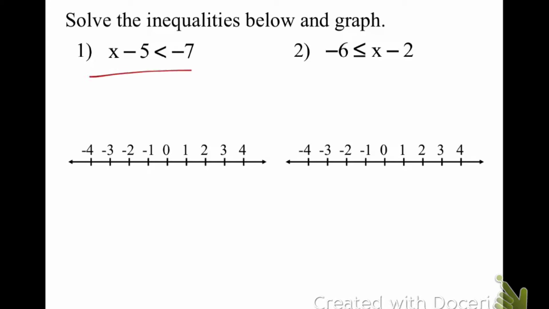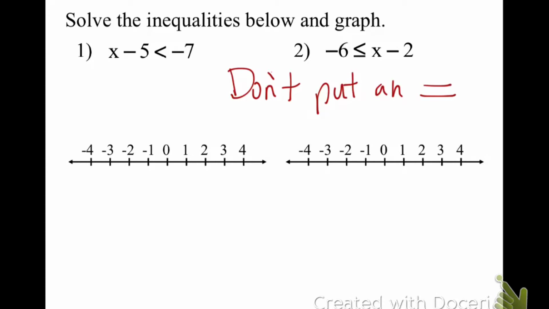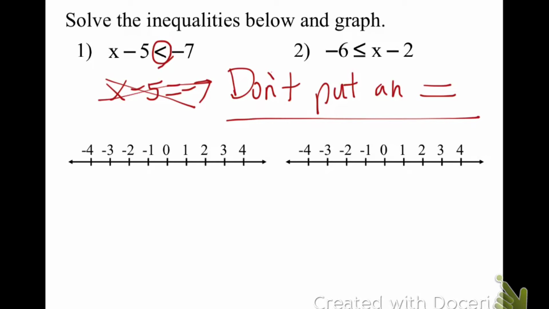Now, with number 1, the key thing here is don't put an equal sign. We are dealing with an inequality, so don't tell me, oh, x minus 5 is equal to negative 7. That is wrong. We're dealing with inequality. So in your notes, don't put an equal sign. Please put that in your notes right now.